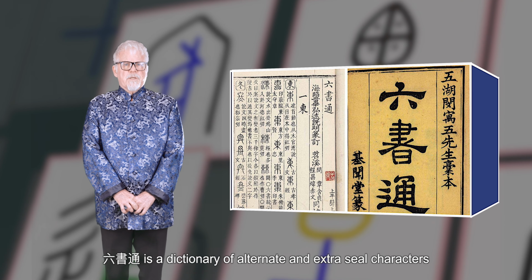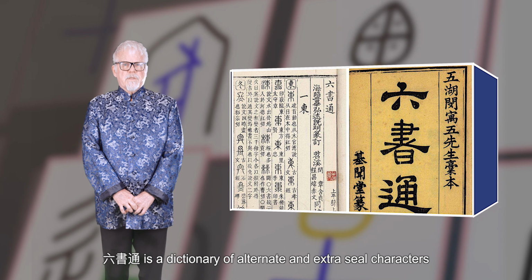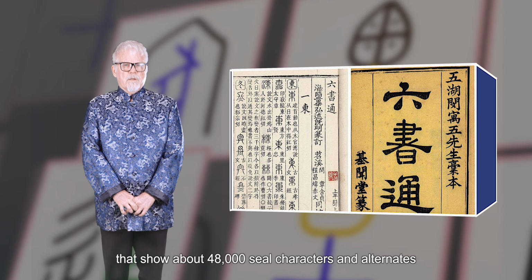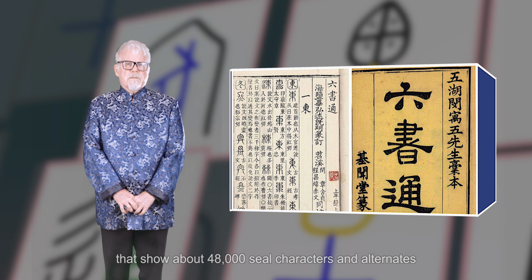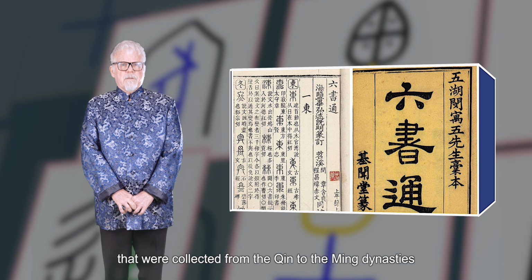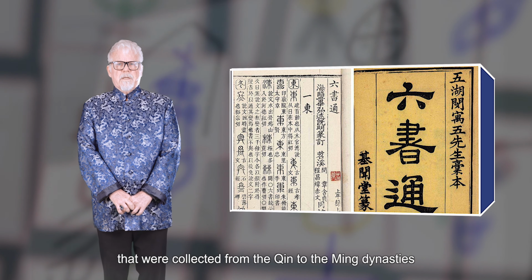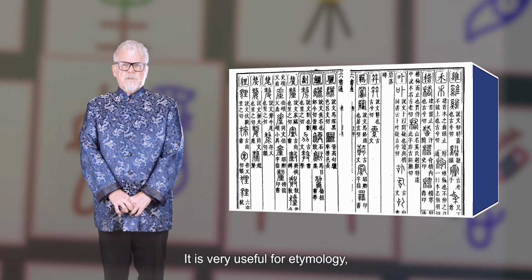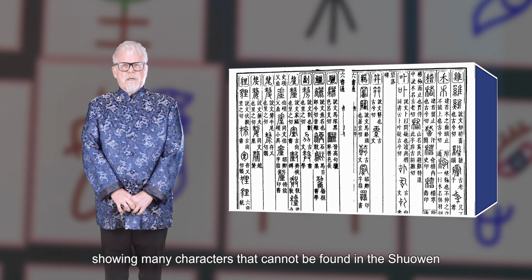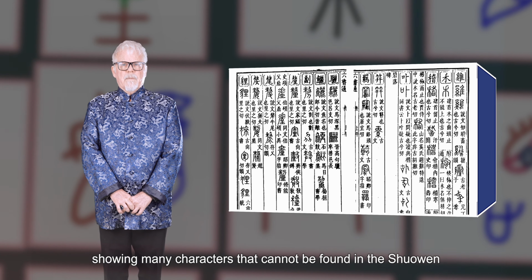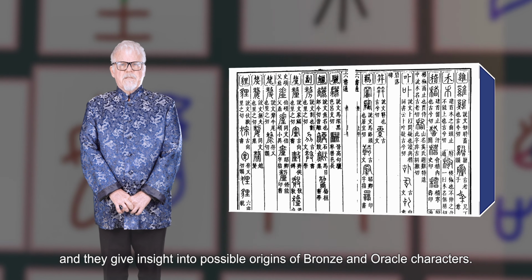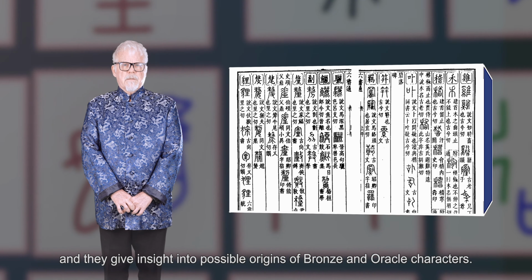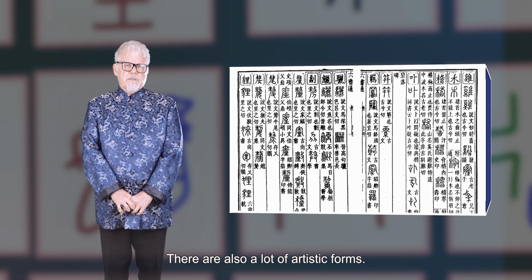Liu Shutong is a dictionary of alternate and extra seal characters that show about 48,000 seal characters and alternates, or variants, that were collected from the Qin to the Ming dynasties. It is very useful for etymology, showing many characters that cannot be found in the Shouwen, and they give insight into possible origins of bronze and oracle characters. There are also a lot of artistic forms.